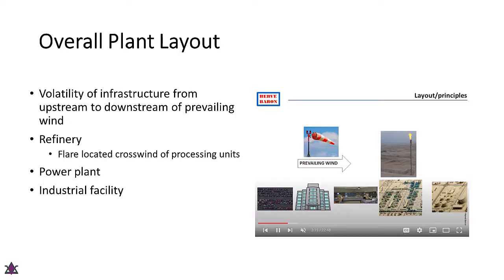With respect to power plants and industrial facilities, it's also similar, but each of them is unique in terms of the kinds of equipment and processing units that are required in those facilities. So once again, in the design of the initial plant layout, as well as the orientation of what direction the layout is going to take, it depends upon the prevailing direction of the wind from upstream to downstream.